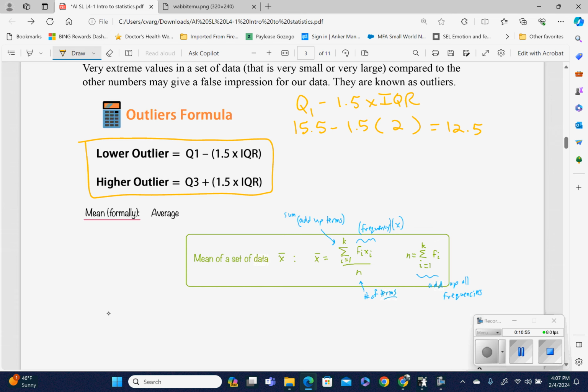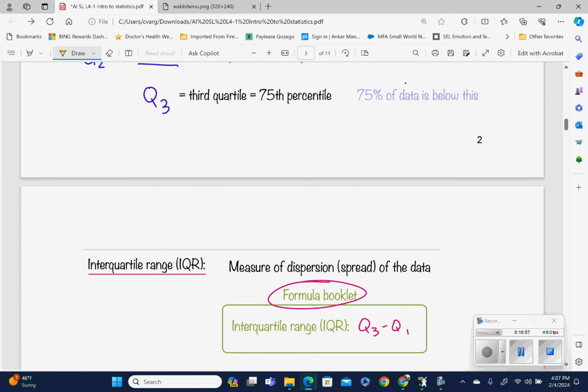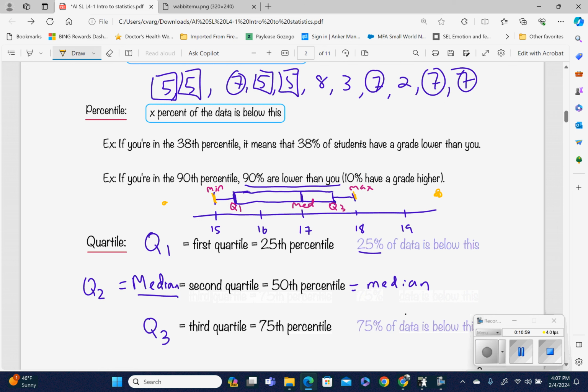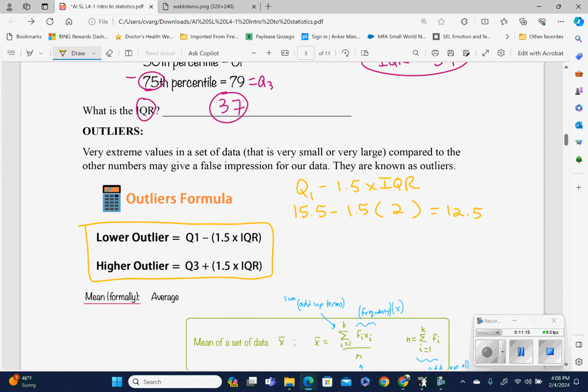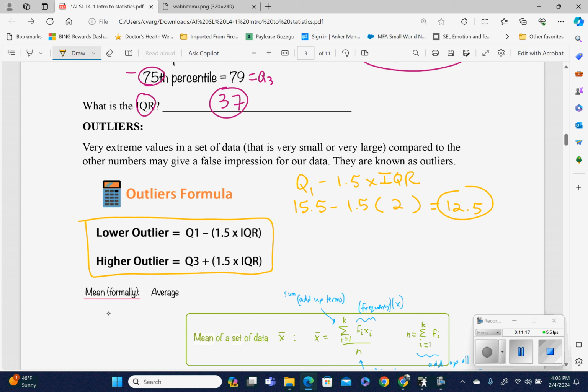So what does that mean? Going back to this, if any number is below 12.5, then it's considered an outlier. So if I have a set of data right here and this is at 1, then that is an outlier. Why? Because it is less than the number that we just got, which is 12.5.